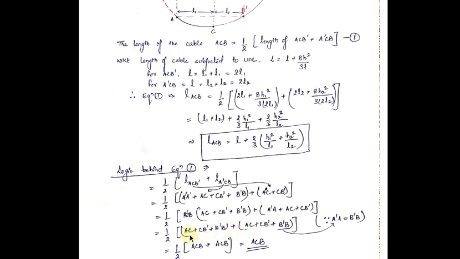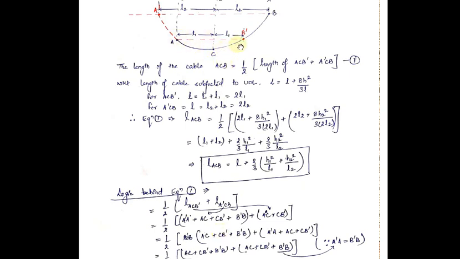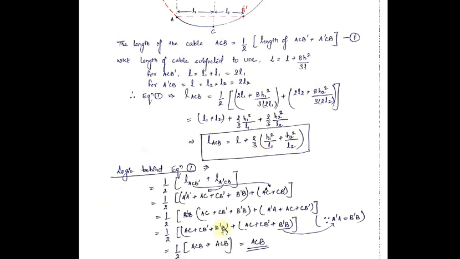If you see this term AC plus CB dash plus B dash B, this will give you ACB. And if you see this term also, AC plus CB dash plus B dash B, this will also give you ACB. So I can write this as ACB plus ACB, so it means twice of ACB. So 2 gets cancelled out, and you will get the length ACB. That's why I'm writing the length of ACB as half of the length of ACB dash plus A dash CB.